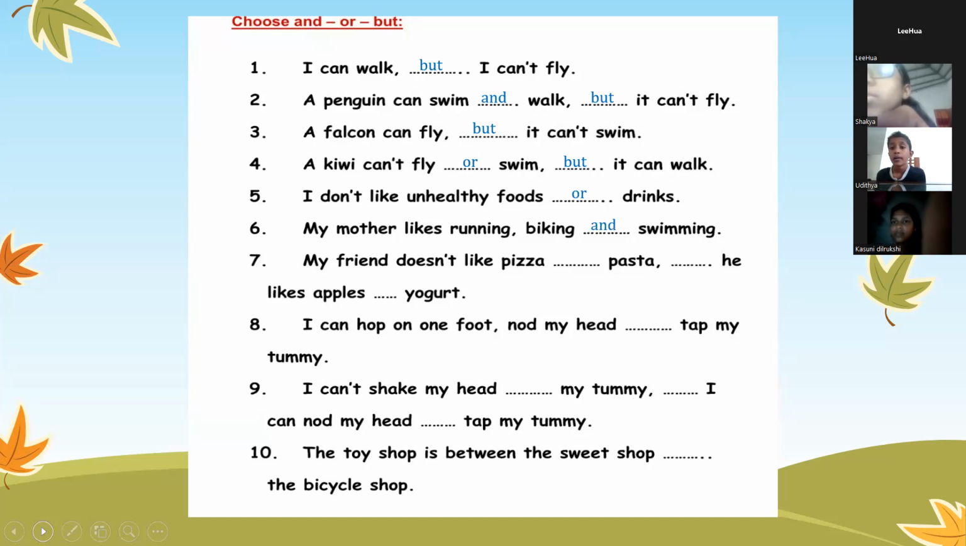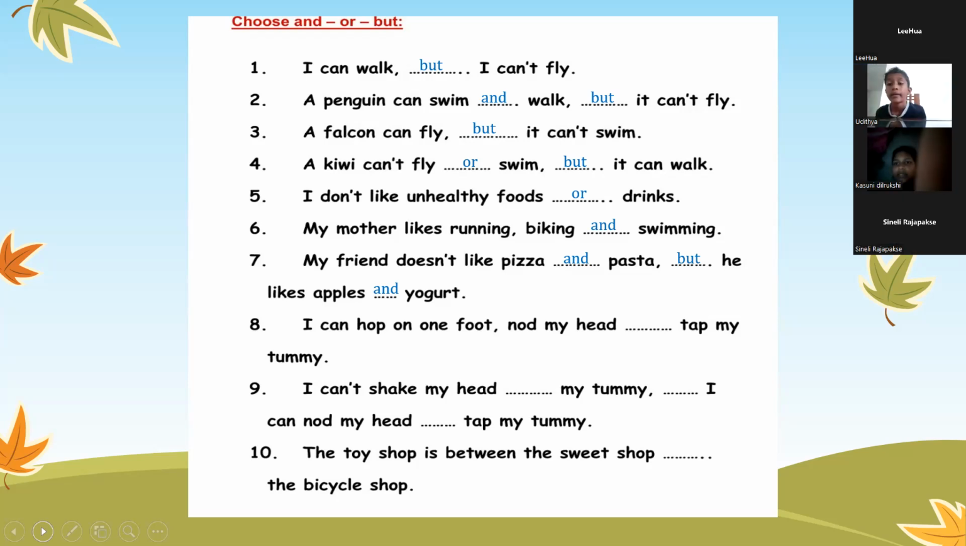Very good. Number 7. My friend doesn't like pizza, but he likes apples and yogurt. Very good. Well done. Very impressed. Good job. Number 8. I can nod my head and rub my tummy. Very good. Next. I can't shake my hand, but I can shake my head and tap my tummy.